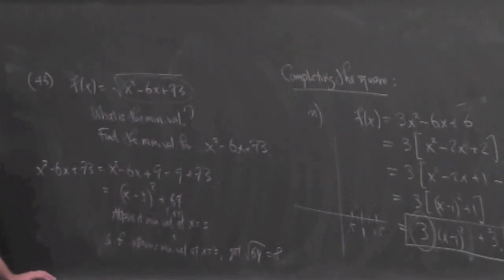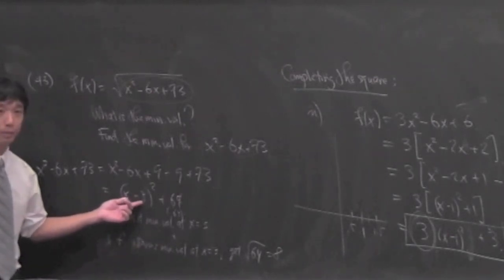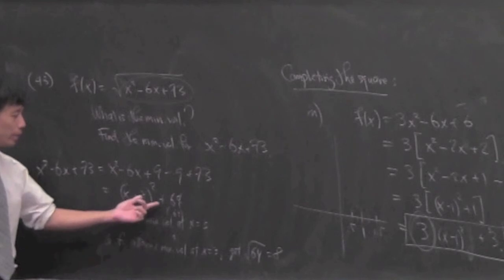Why is it 3 instead? I thought you would just square root of 64. It attains it when x equals 3. Right? When x equals 3, you get 64.